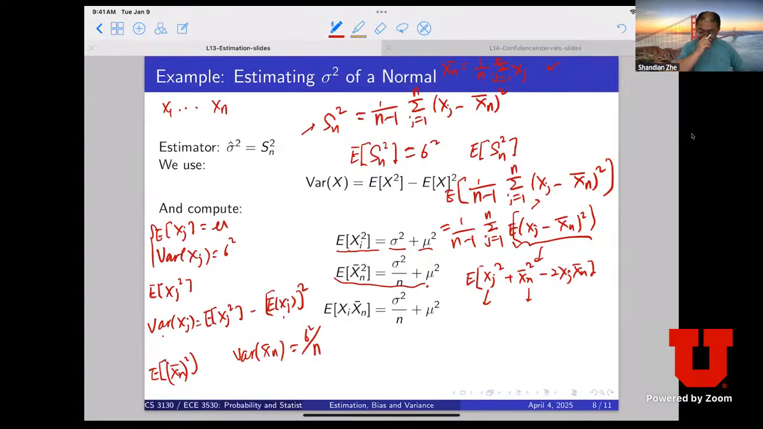Okay. So the last one is the expectation of xj times the sample mean, xn hat. This one is a little bit non-trivial. We want to compute the expectation of xj multiplied with the sample mean. How do you compute this? Any thought or any guess?